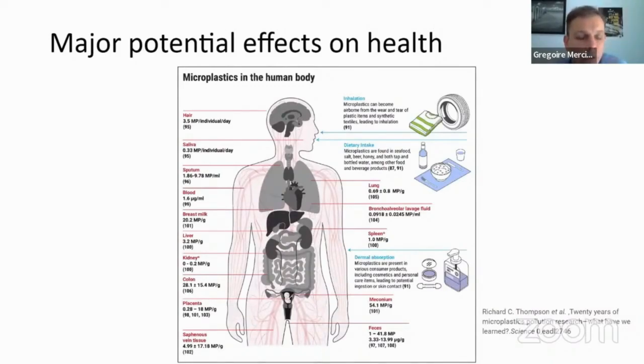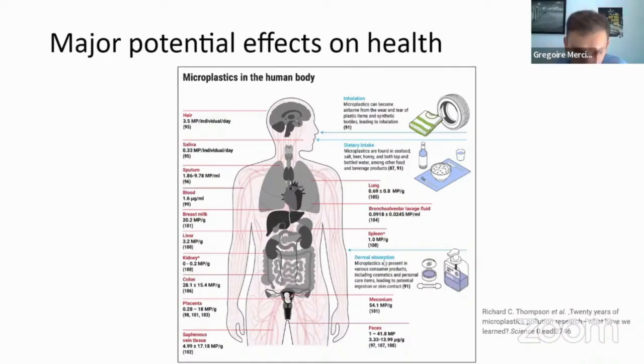What do we know about their effects on health? Again, I would say that the evidence is slowly growing. We don't have the same level of evidence as we have for heat waves, for instance, or air pollution. But what we know for sure is that they have been found at various concentrations in virtually any part of the human body. You can see the red lines are for anywhere in the body where microplastics have been found in significant concentrations. So from blood to hair, liver, kidney, etc.